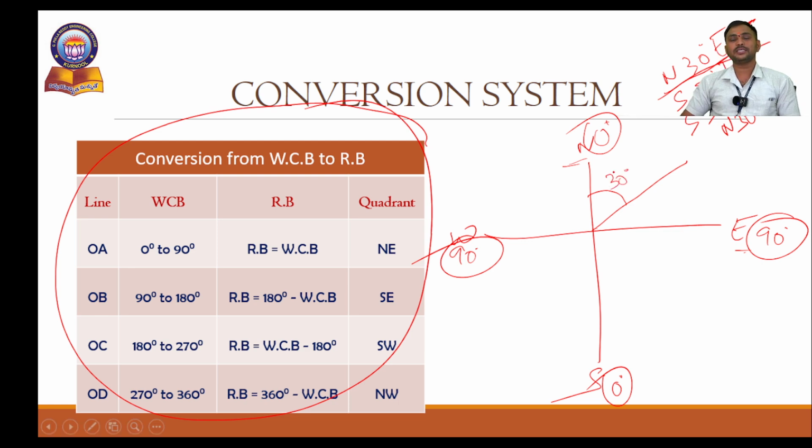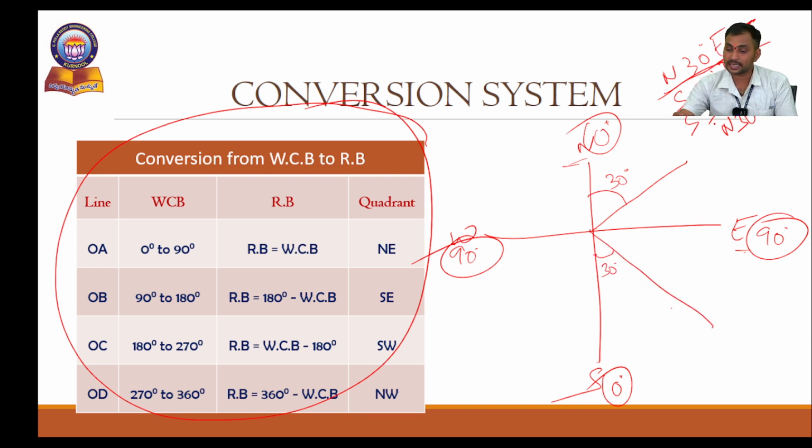Next, south 30 degrees east. My dear students, from south to east we have to take. Again we keep the protractor here, measure where the 30 degrees line is and mark it. Just join here. This is the 30 degrees.